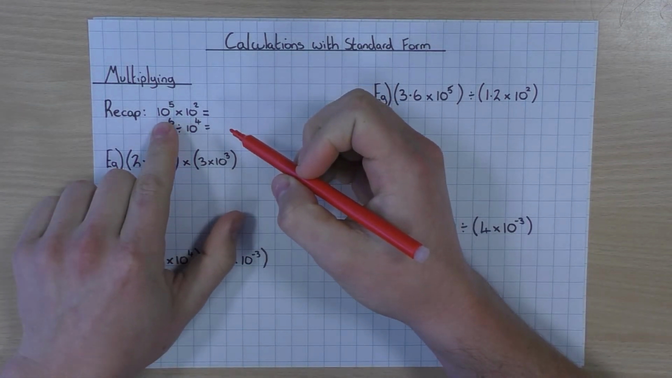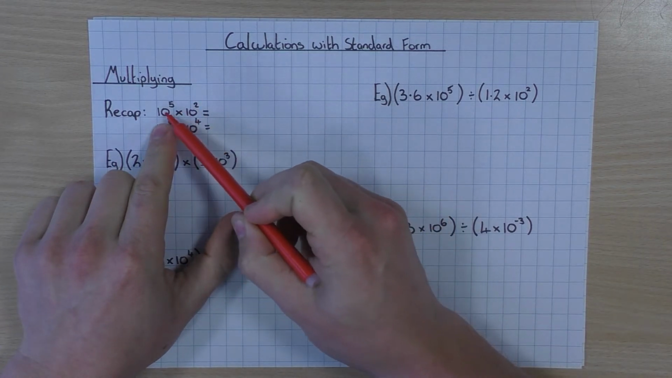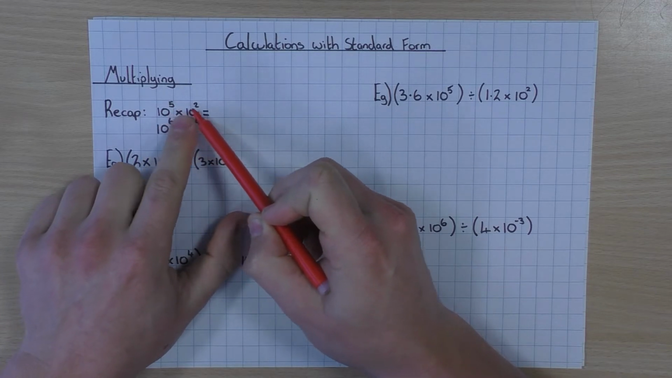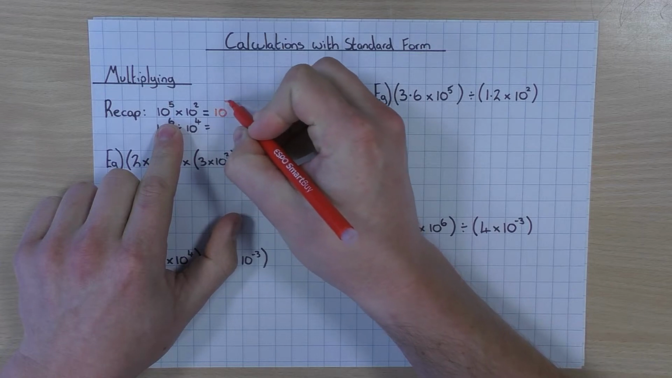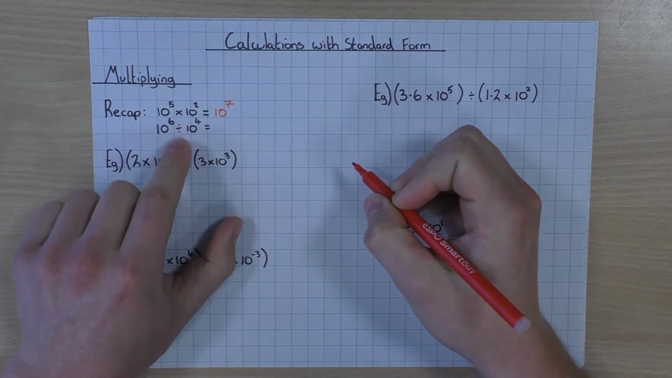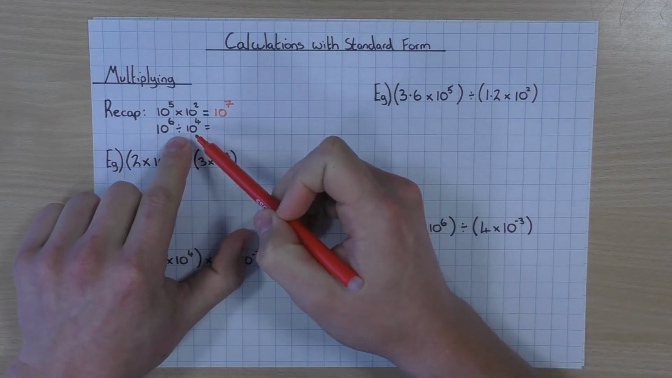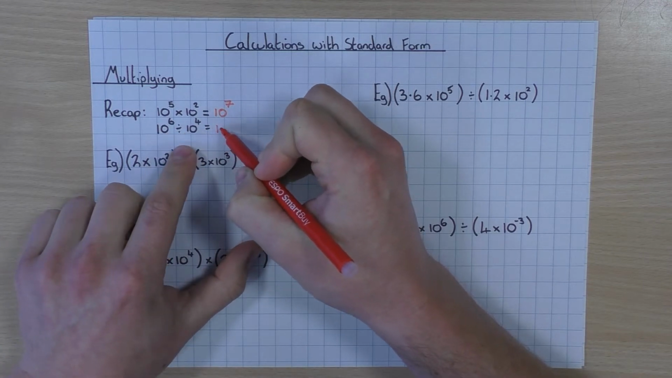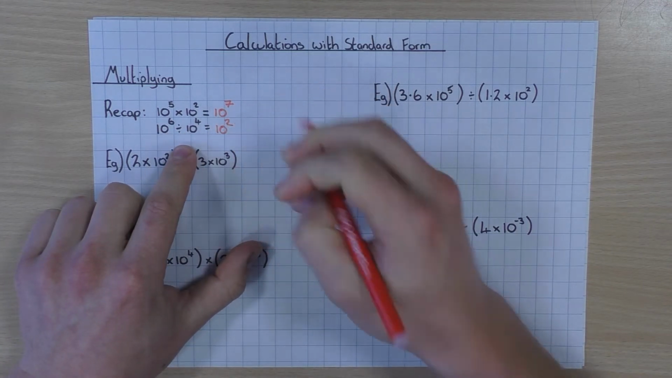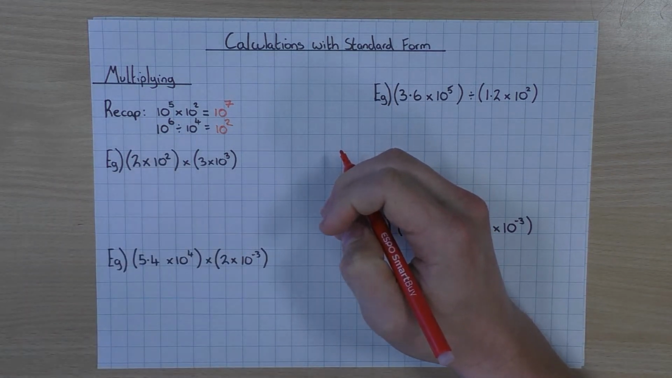So hopefully you've already looked at the indices video part 1, where we see that if you have the base numbers the same, in this case tens, and we're timesing them, what we can do is add the powers. So to simplify that, it would be 10 to the power of 7. And the other one we need to bear in mind is if you have the same bases but you're dividing, you actually take the powers away. So 6 take away 4 is 2. So we're going to rely on these rules from our indices video when doing the standard form.